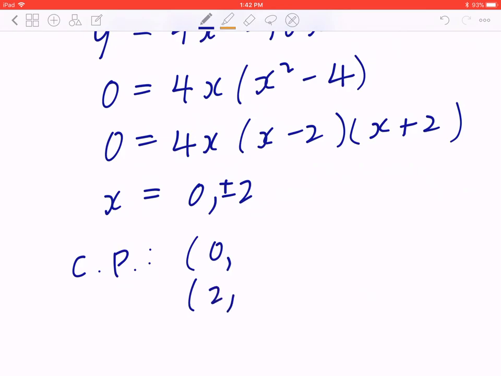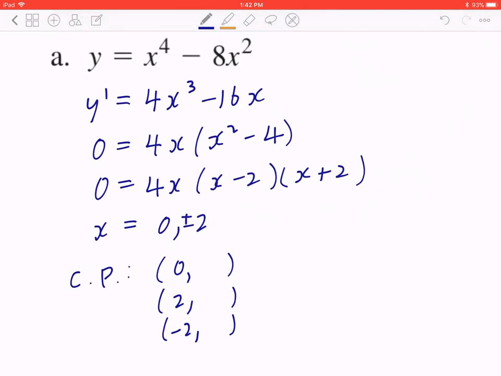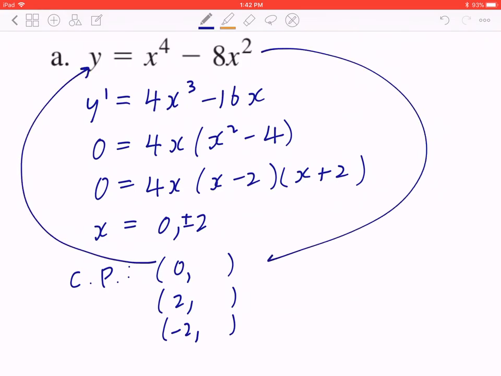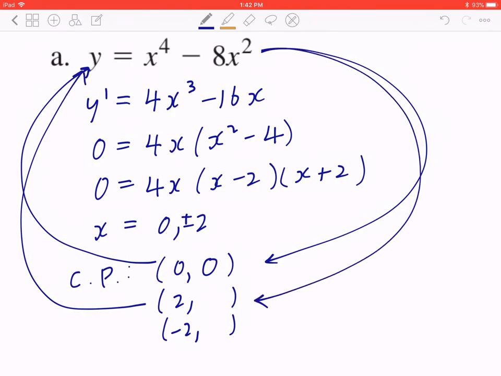Again, really important you form the habit of finding the points and not just the x value. And all you have to do is plug in these numbers back to the original function. For example, when you plug in x to be 0, that's going to be 0 to the 4 minus 8 times 0 to the power of 2. That's going to give you 0. Likewise, if you plug in 2 back to the function, this is going to be 2 to the 4 minus 8 times 2 squared. That's 16 minus 32, or negative 16.